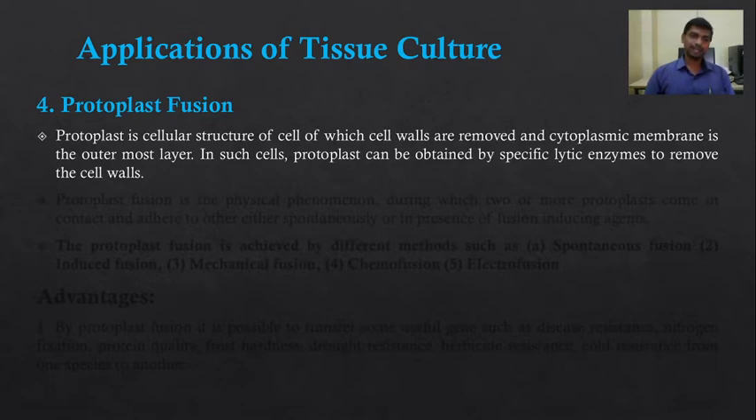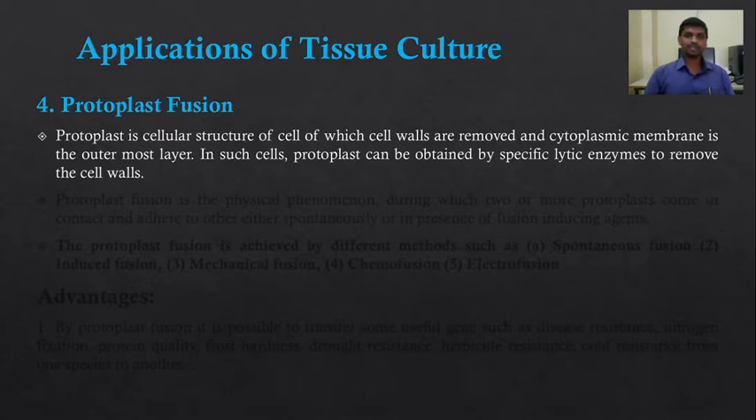Okay, so that is called the protoplast. Protoplast has the cytoplasmic membrane as the outermost layer instead of the cell wall, because the cell wall is removed from the cell. The remaining structure is called the protoplast. In such cells, protoplast can be obtained by specific lytic enzymes that remove the cell wall.